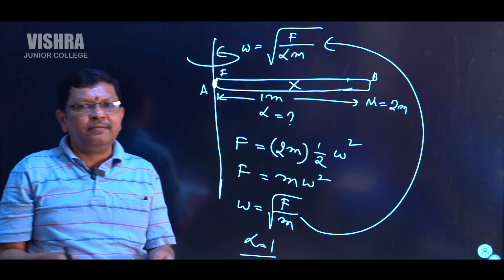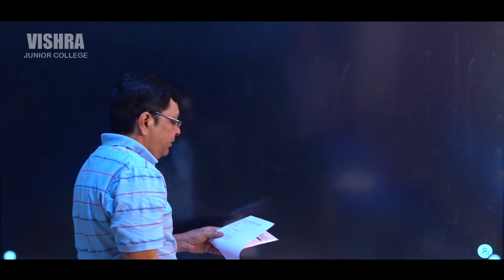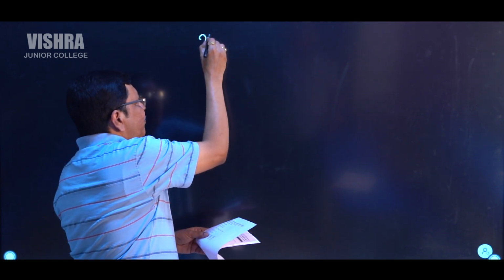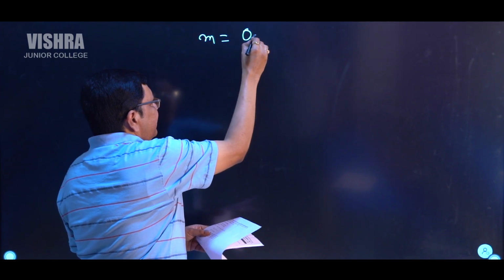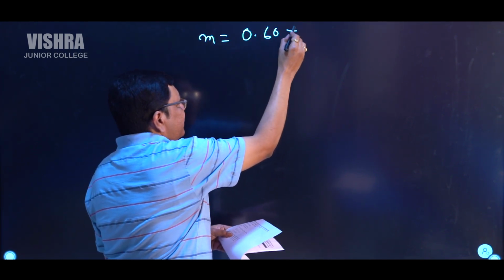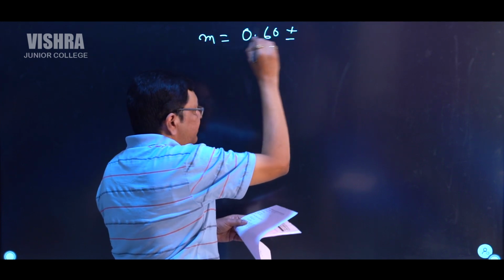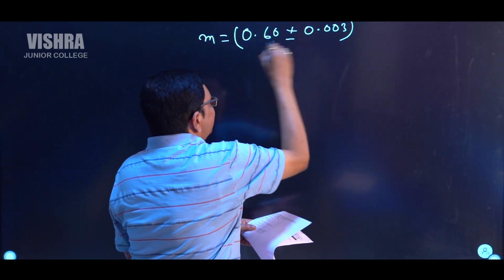Let me go to the next one. This is from errors and measurements. It is given that the mass of an object is m = 0.60, meaning up to the second decimal point it was measured, plus or minus 0.003 grams.